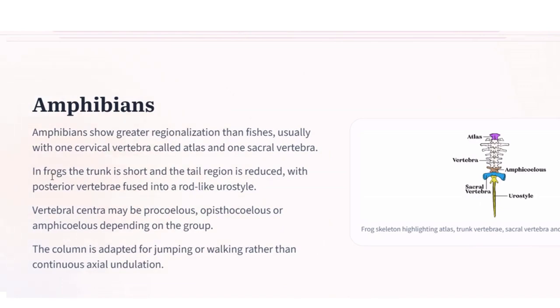In frogs, the trunk is short and the tail region is reduced, with posterior vertebrae fused into a rod-like urostyle. Vertebral centra may be procoelous, opisthocoelous, or amphicoelous, depending on the group. The column is adapted for jumping or walking rather than continuous axial undulations.